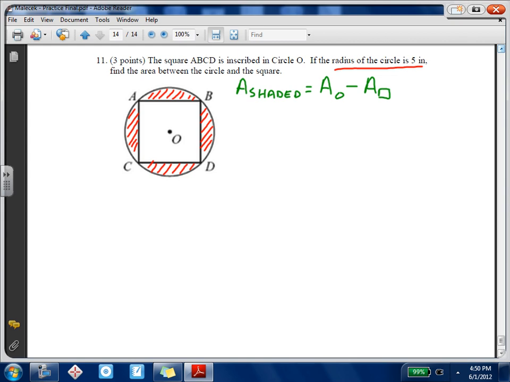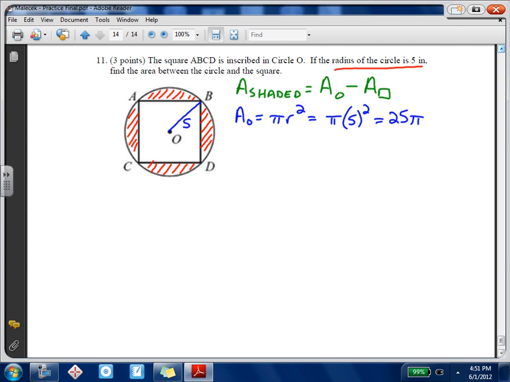The area of the circle is fairly easy. Notice that they gave us the radius. The radius was 5 inches. Well, the area of the circle then is pi r squared. We know that r is 5, so it's pi 5 squared. 5 squared is 25, so it's 25 pi. We'll pick up the units at the end. So the area of the circle is not bad.